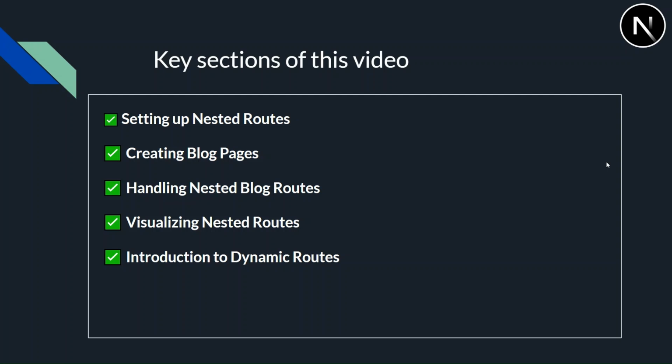Next we will build out some basic blog pages to lay the foundation of our project. Third is handling nested blog routes. Then we will dive deeper into handling multi-level routes like category and subcategory to make your app more dynamic. Then, visualizing nested routes. To help you better understand how everything connects, we will visualize the routing structure in action. Introduction to dynamic routes. Finally, we will explore how to use dynamic segments in your routes to make your application even more flexible and powerful.